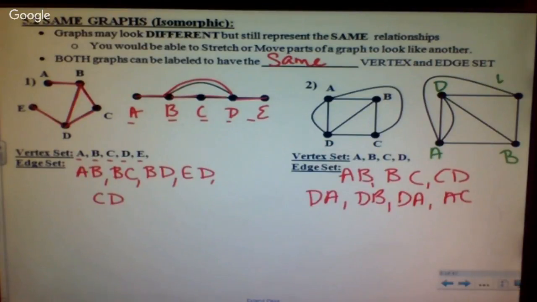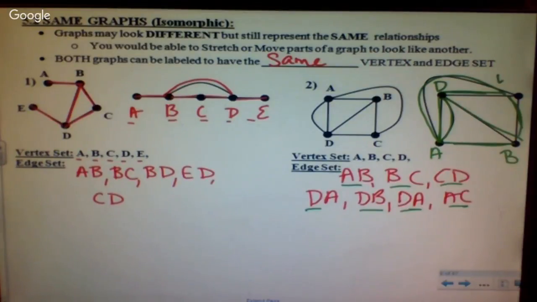Okay, let's see. I need one that connects A to B. Check. I need one that connects B to C. Check. C to D. Check. D to A. Check. D to B. Check. D to A, there's another one. And A to C. Check. Fantastic. We are good.